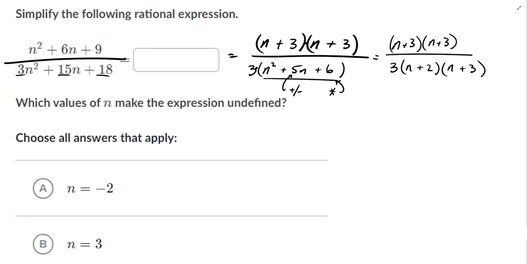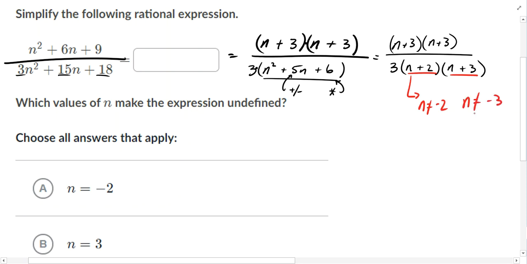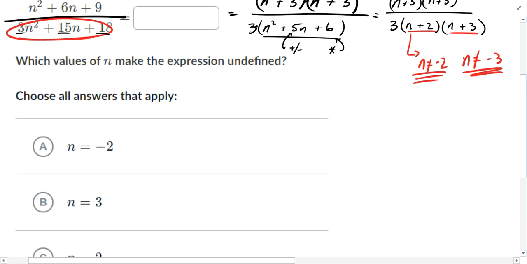Now, before I simplify, let's point out that this factored form of the expression is still the same as this non-factored form of the expression over here on the left. And so it's at this point that I would identify my excluded values, or the values that make the expression undefined. So we don't want to allow n to be -2, and we don't want n to be equal to -3. If n were to equal -3, then substituting it into this expression, or this expression here, would make that entire expression equal to 0. We can't have that 0 in the denominator.